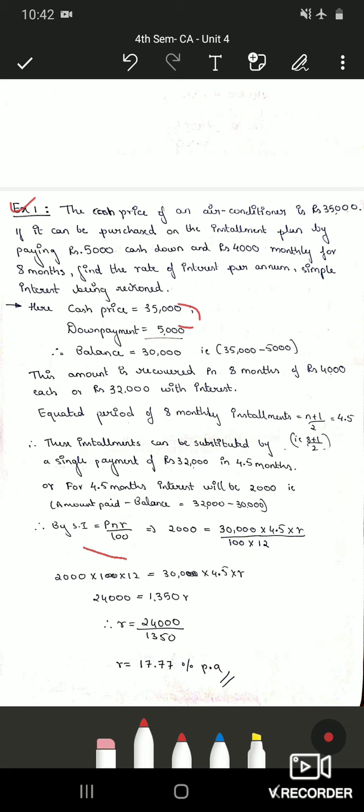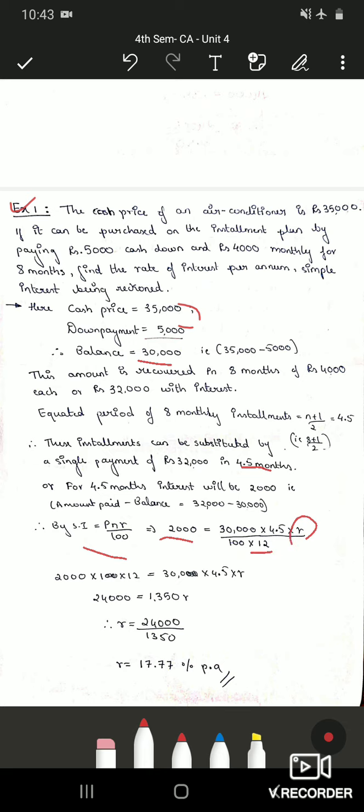Now what is the interest we got? It is 2,000. So 2,000 equals, what is your principal amount? Here it is the balance amount you have to consider. So it is 30,000 into, and in place of n you have to take the equated period, which is 4.5, into r, because that is our interest to find out, and then divide it by 100 into 12.